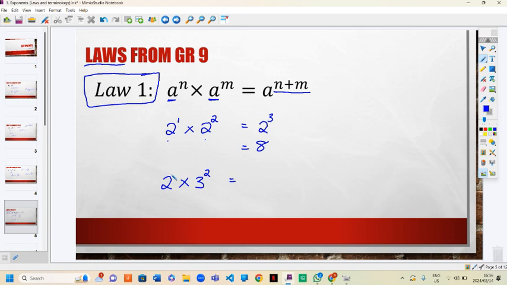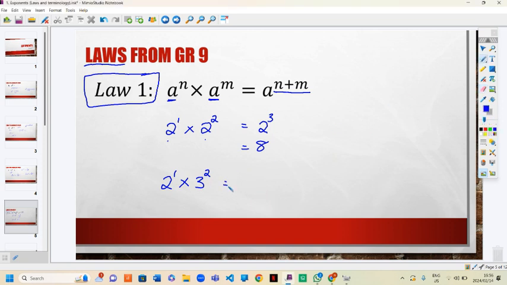A lot of kids say, okay, this is 2 times 3, which is 6 to the power of 2, or they add these exponents, the 1 and the 2, and say it's 6 to the power of 3. That is wrong. Please don't ever do that. Ever in your life.